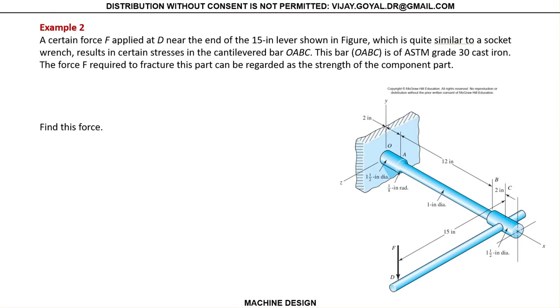So this is example number 2 on failure theories for brittle materials. Let's consider the same bracket that we were using in our previous example for ductile materials, but this time we're going to change the material property to a grade 30 cast iron property. What we want to do is same as before: find the force, and maintain a factor of safety or design factor of 1.5.